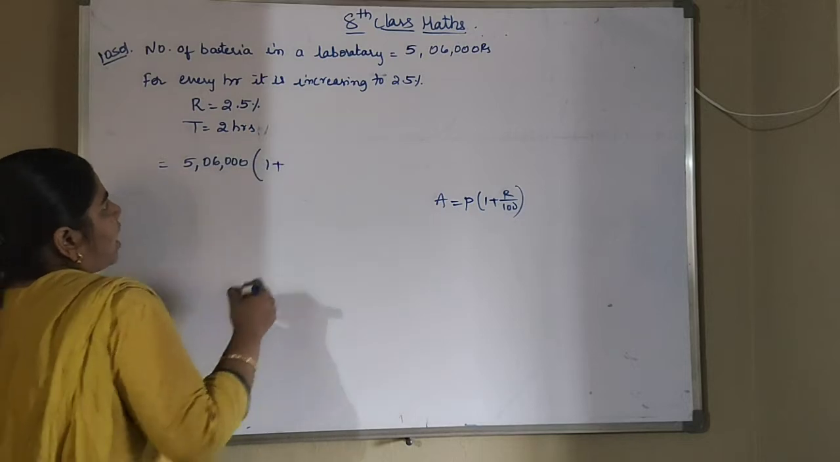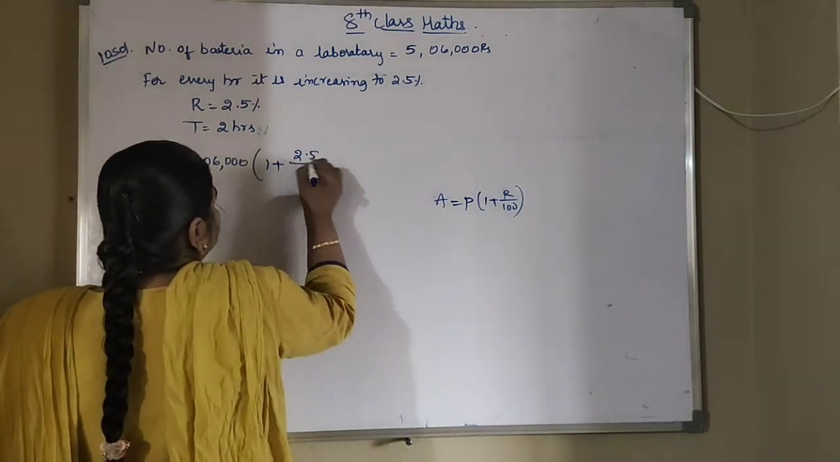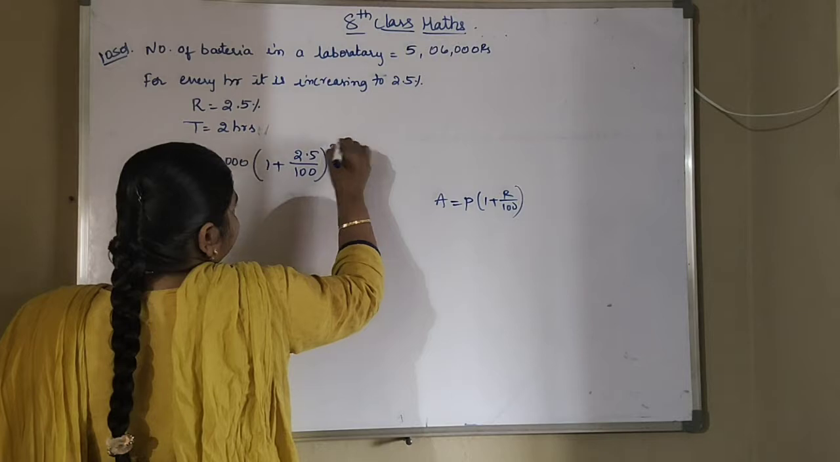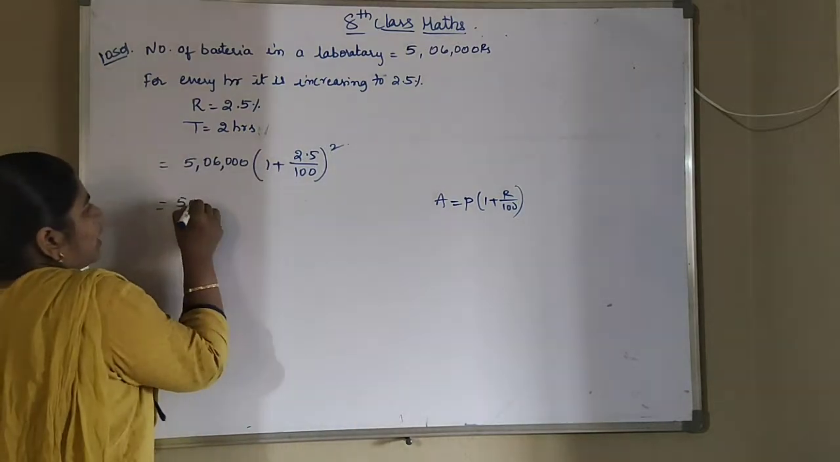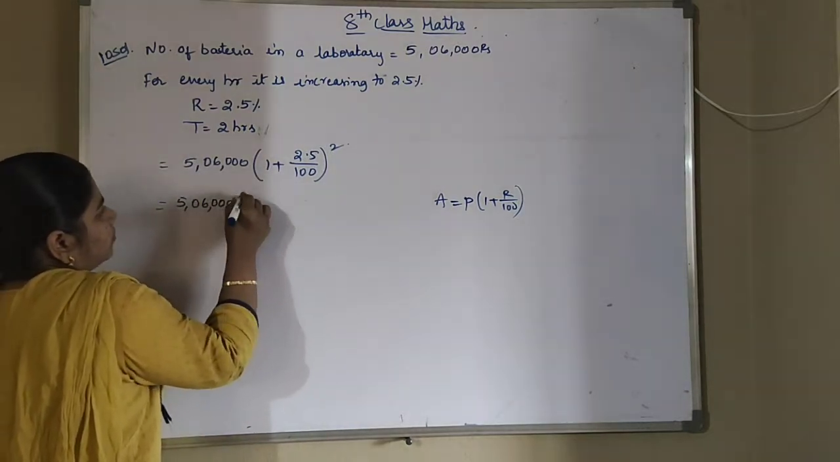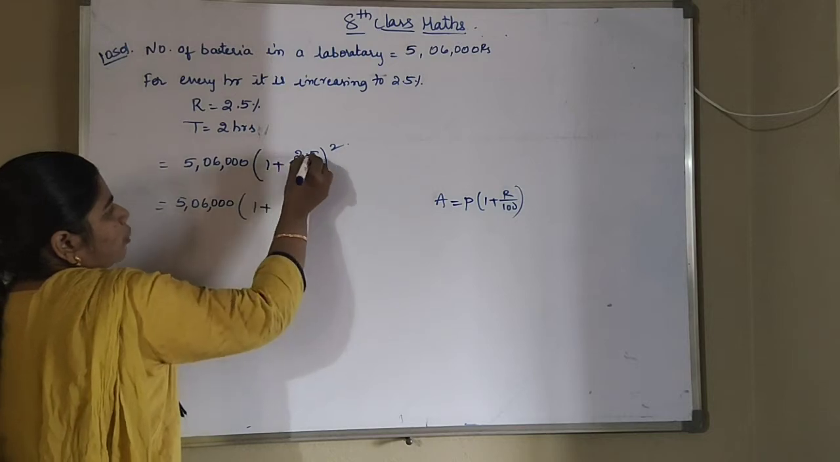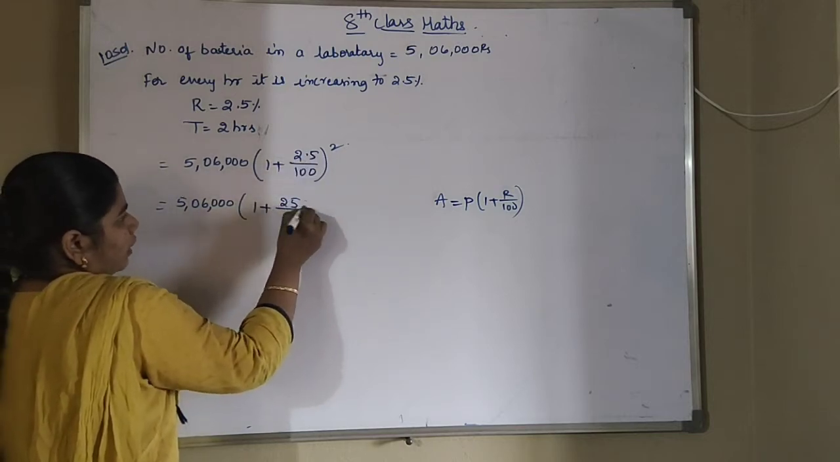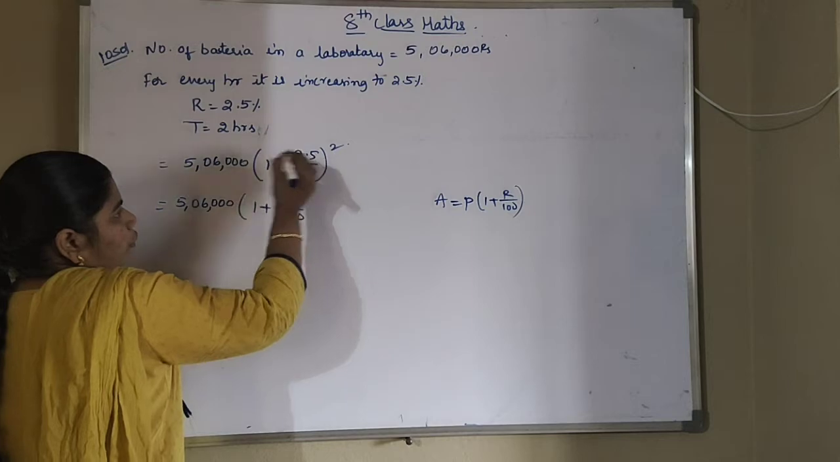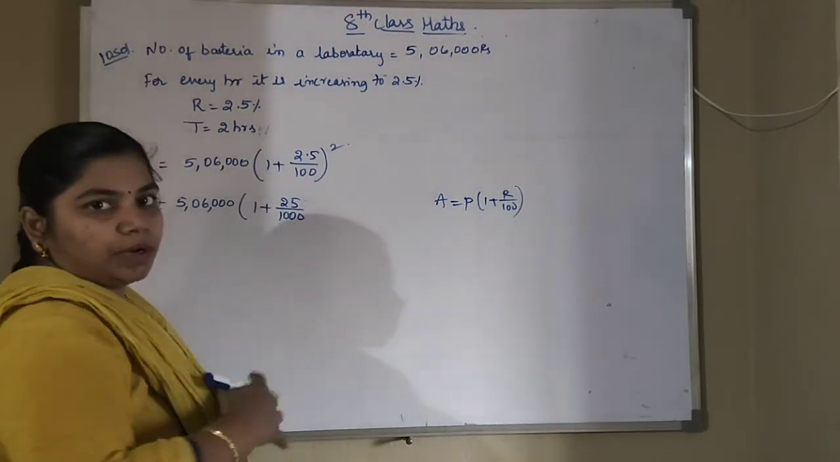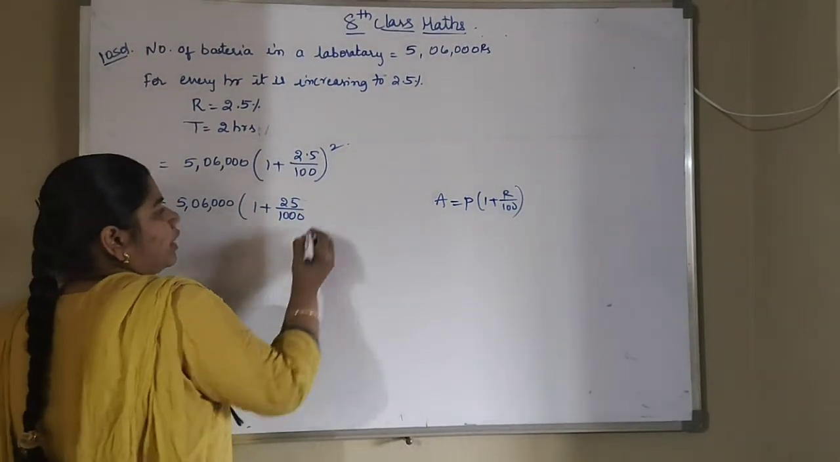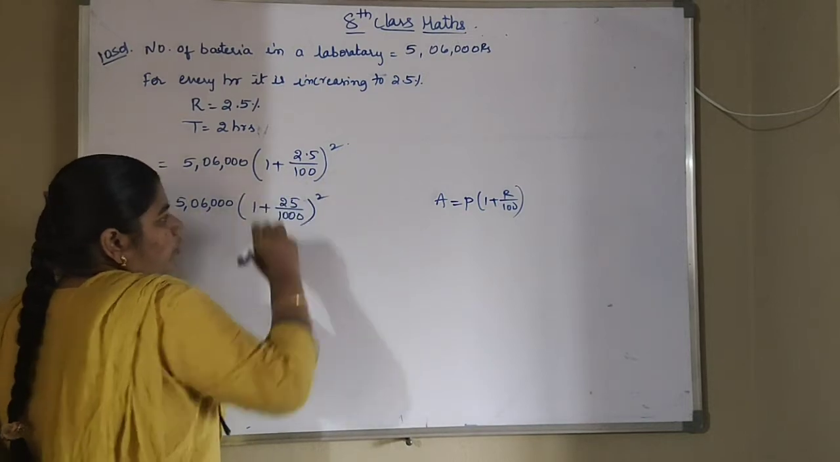1 plus R value is 2.5 by 100. What is the time here? 2 hours. So that is 5,06,000 into (1 plus this 2.5), which we can write in the form of 25 by 1000. After the point we have only one digit, so I am removing the point, and in the denominator you will get 10 to the power of 2.